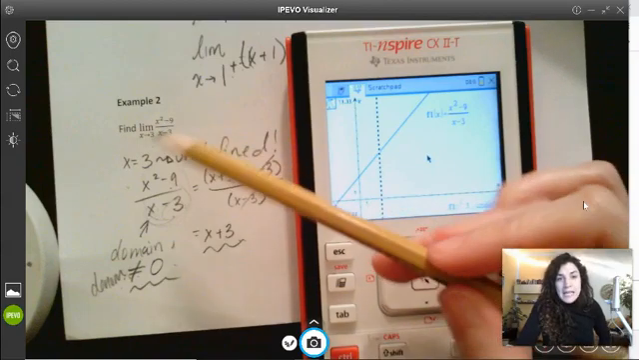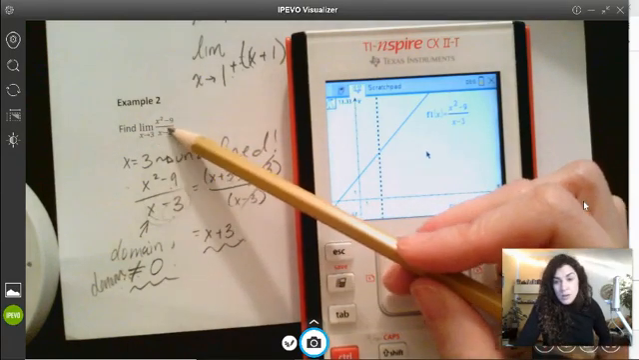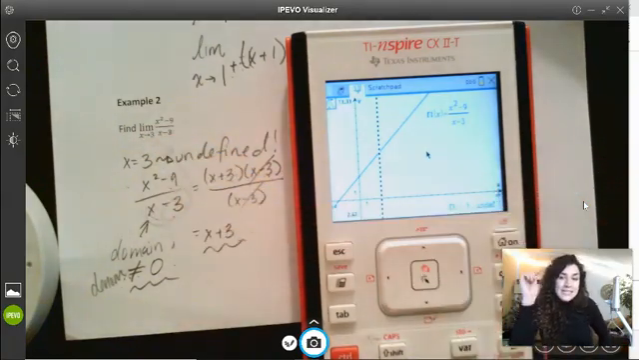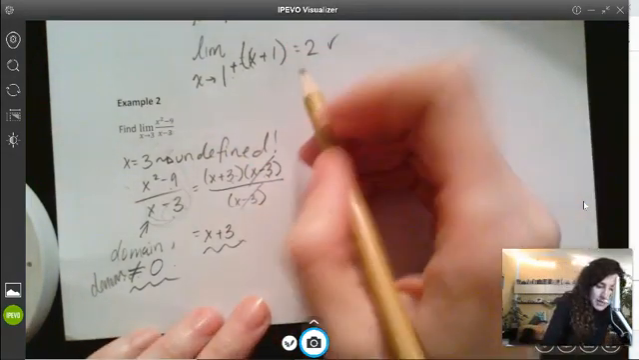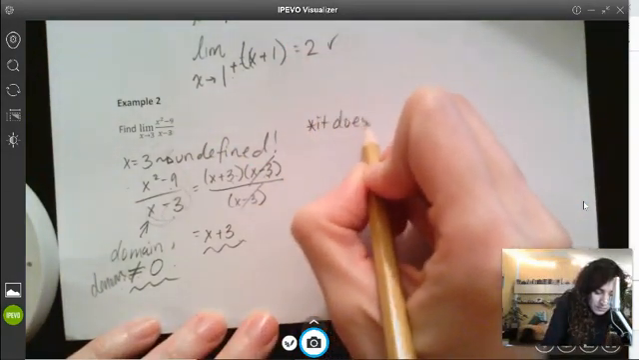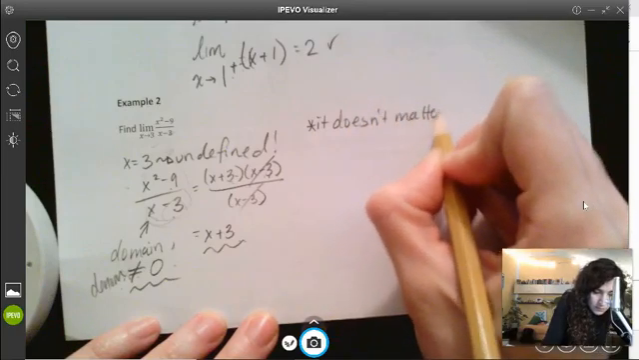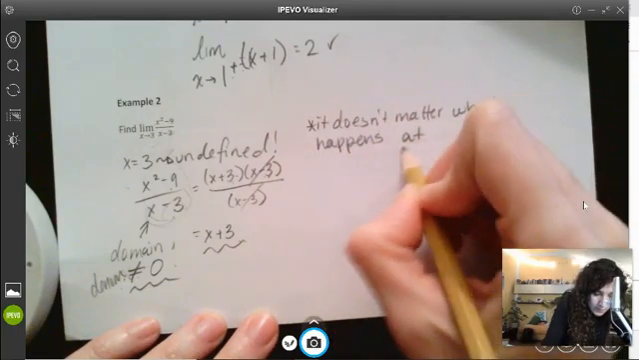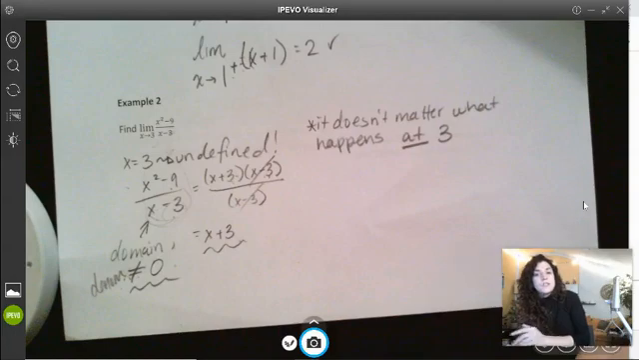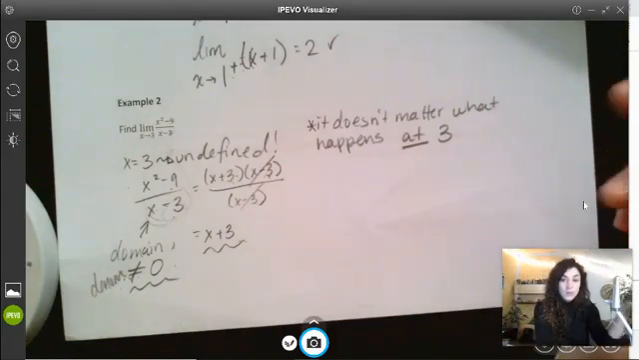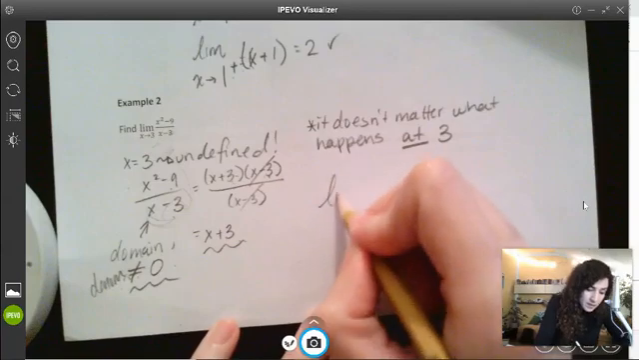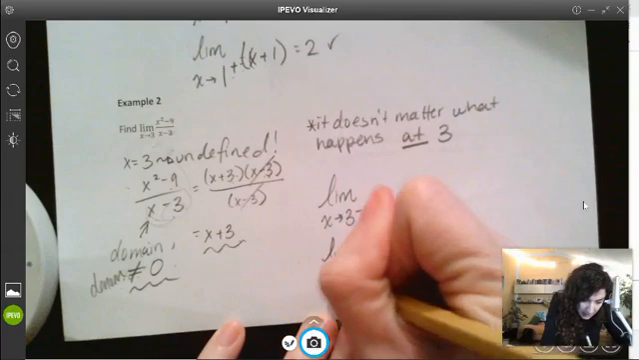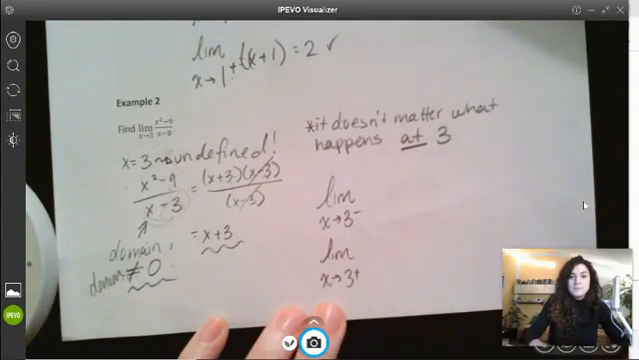So when it's saying, hey, what's the limit of x squared minus 9 over x minus 3 as x approaches 3? It doesn't actually matter what happens at 3. What only matters is what happens as you're approaching 3. So there is a numerical answer for this. The limit as x approaches 3 from the left-hand side, and then let's look at the limit as x approaches 3 from the right-hand side.